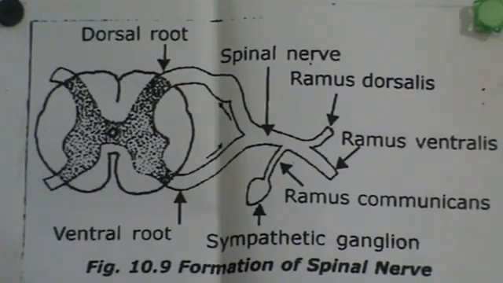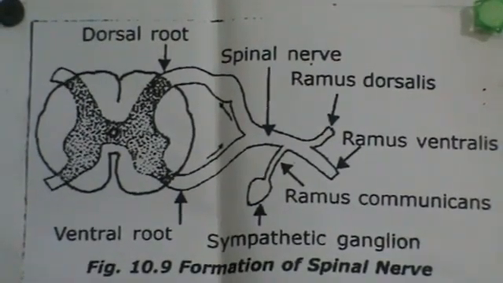Right? Now, ramus dorsalis is a short dorsal branch of the spinal nerve that goes to the skin and the muscles of the back. Ramus ventralis is a prominent branch of the spinal nerve and is supplied to the skin and muscles of the ventral and lateral parts of the body. And ramus communicans is the connecting link between the main spinal nerve and the sympathetic nervous system through sympathetic ganglion. Right? Let me just write this much down.